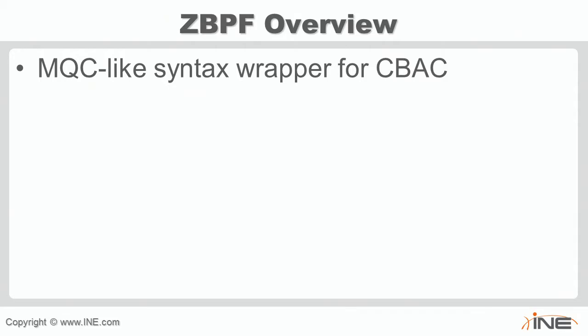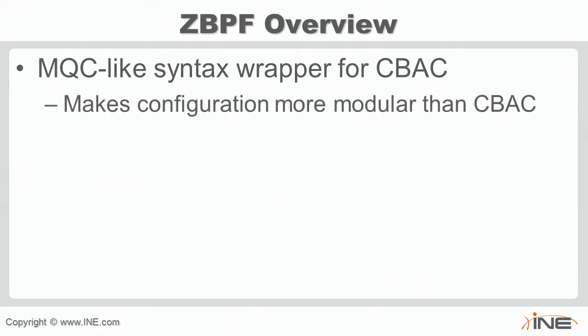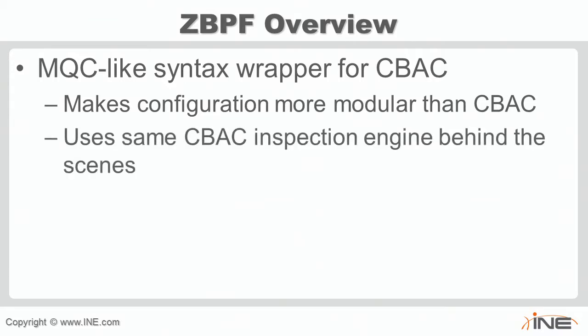Now, the idea behind the zone-based policy firewall is that it's going to make our configuration a little bit more modular than what we previously saw with the content-based access control, or the CBAC. But the key point to remember is that the zone-based firewall is essentially just referencing the CBAC inspections behind the scenes. So we have the same level of application support for things like HTTP specific inspections or SMTP for sendmail, except we're referencing this with a different syntax engine.